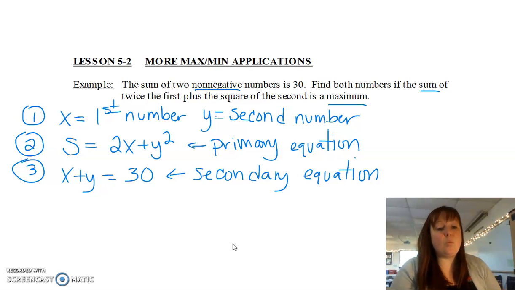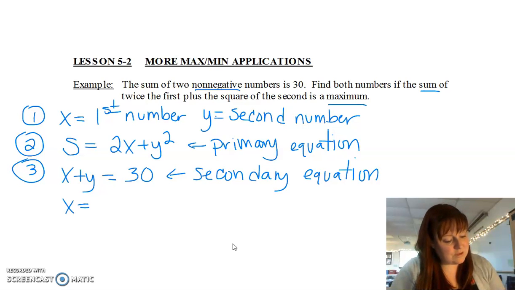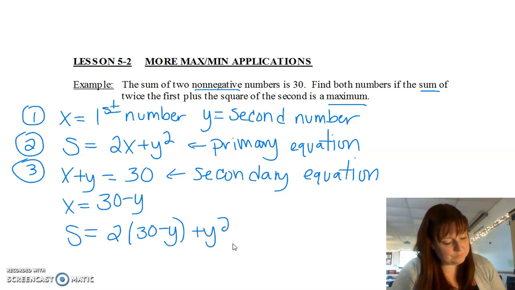And let's sub one in for the other so that we have our primary equation in terms of just one variable. I think the y looks uglier to square something, so I'm just going to sub in x. So I'm going to get x by itself, and that equals 30 minus y. So I'm going to sub in: s equals 2 times (30 minus y) plus y squared. So now I have my equation.